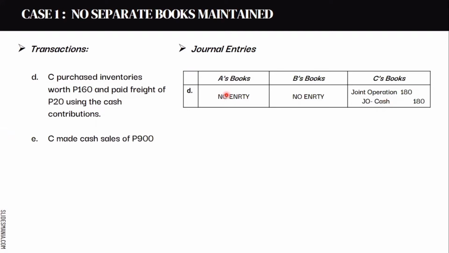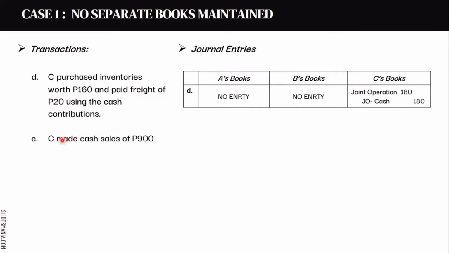Sa libro ni A at ni B, no entries na po yan because the cash used in the purchases and freight-in is already reflected na po sa libro ni A at ni B. Kung matatandaan natin doon sa transaction letter A at transaction letter C, nag-debit na po sila ng joint operation account. Samantalang si C, JO Cash po ang kanyang idinebit.